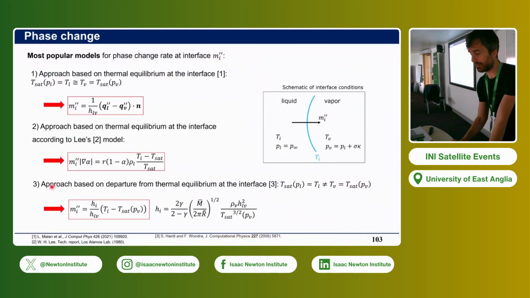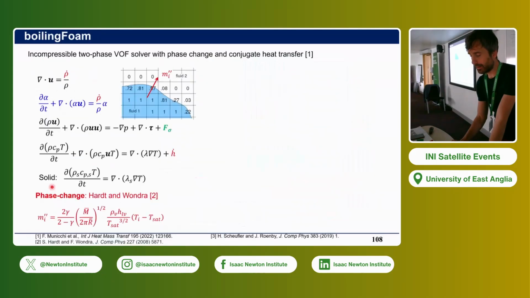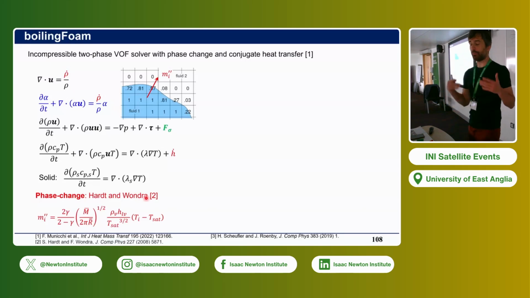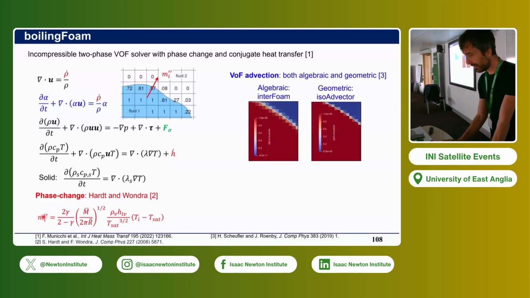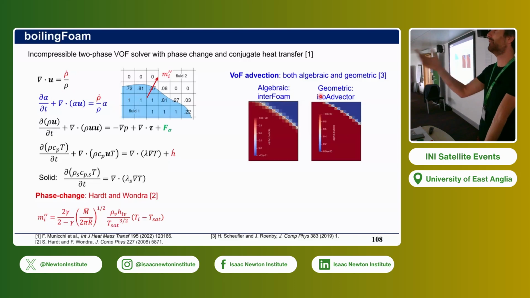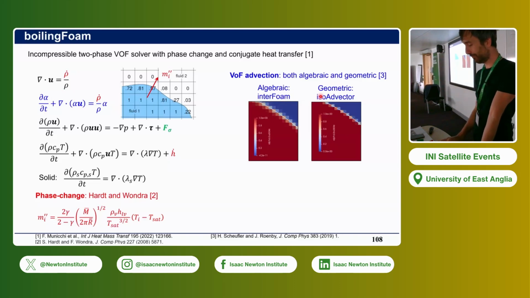For phase change, we use method number 3. Method number 3, I call it Hardt and Wondra, because Hardt and Wondra were the first to publish how to use method number 3 in a finite volume simulation, in a VOF simulation. The equation to calculate the rate of mass transfer is the same I showed you before. And for the VOF advection, to solve the VOF equation, we have combined the solver with both the algebraic VOF and geometric VOF, so the user can choose which one to use when they run the simulation.